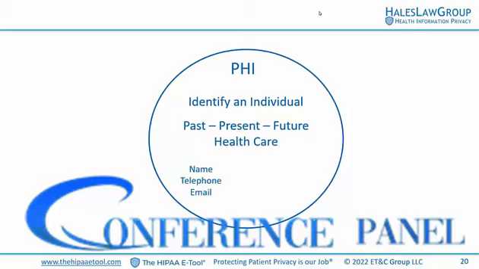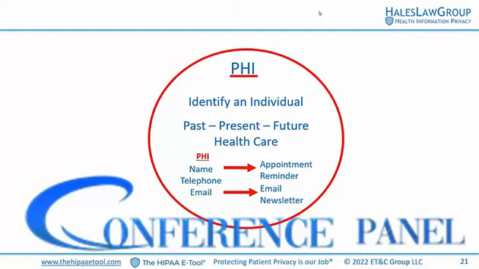So what identifies a person? Name, telephone number, email address, we all have one of those. Those are not protected health information, but if they're combined with a routine communication, like an appointment reminder or a wellness newsletter that might be sent out, they are protected health information, and the name, the telephone number, the email address are elements of identifiers.